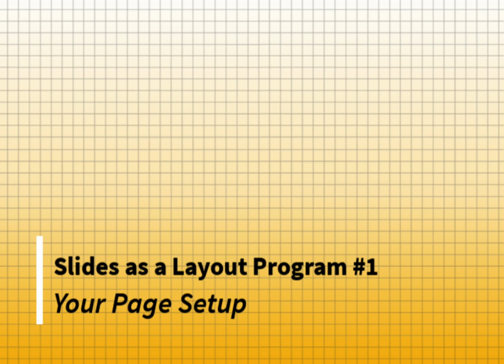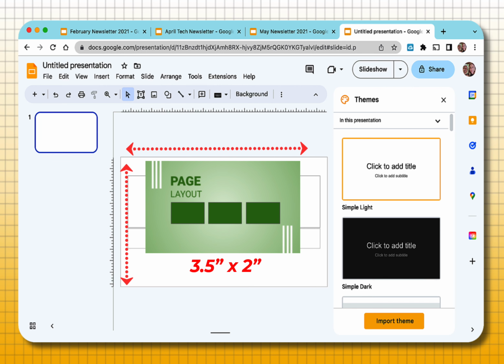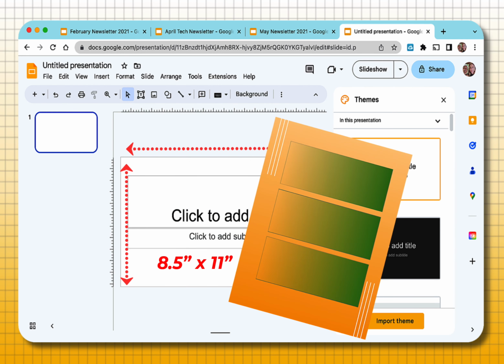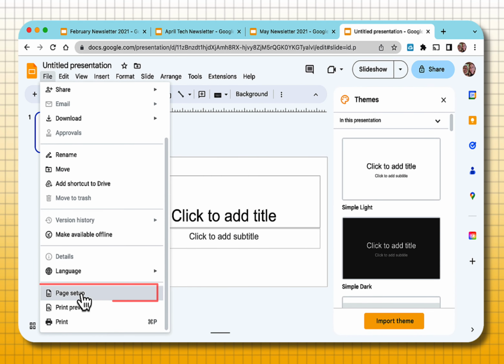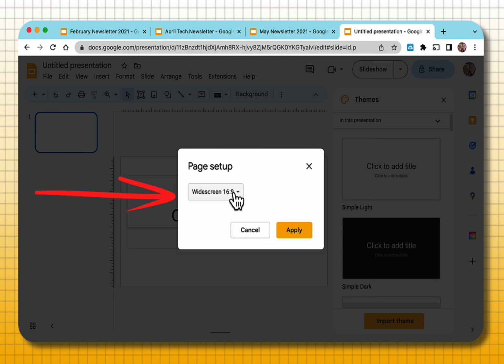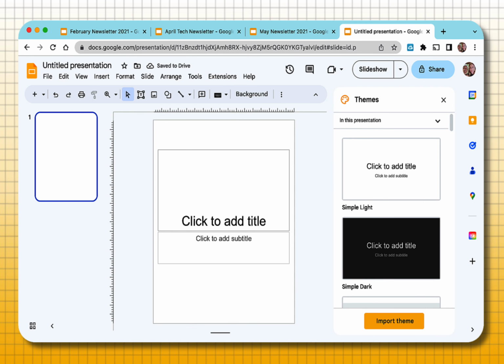The first reason is page setup. Yes, when you first go into Google Slides, it looks just like a slide presentation, but you can change the size of this to be any size you want it to be. Anywhere from business card size, which is 3.5 by 2 inch, to newsletter, 8.5 by 11, poster, 24 by 36. All you have to do is go to the File menu and go down to Page Setup. When you hit the widescreen 16 by 9, you click that. Now you can go to Custom. Selecting custom, you can make it inches, or if you're doing a banner for a website, you can make it pixels. I'm going to leave this inches and I'm going to make it 8.5 by 11 inches. Now I have a newsletter size.